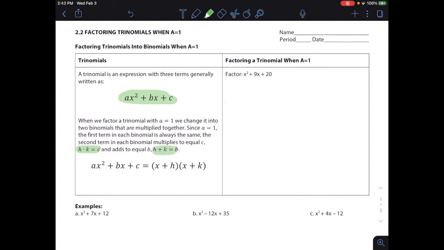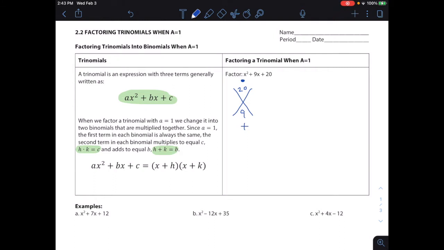All right, and there's a method that you've probably seen in the past where your teacher makes a big X on the board and they put the number 20 on top and they put the number 9 on the bottom and they say, all right, we're going to multiply to equal 20. We're going to add to equal 9. And basically, we just have to find two numbers that multiply to 20 and add to 9.